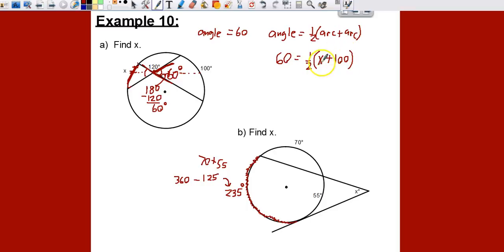To solve that for X, since we're trying to find this arc, you might be tempted to distribute the 1/2 into there, but don't do that. That's too much work. What you want to do instead is just times the 60 by 2. That's going to get rid of the 1/2, and it's just going to be X plus 100. 2 times 60 is, of course, 120. But then you just have 120 equals X plus 100. And at that point, we just take away 100. So you get 20 equals X.